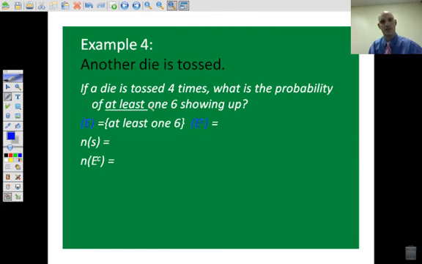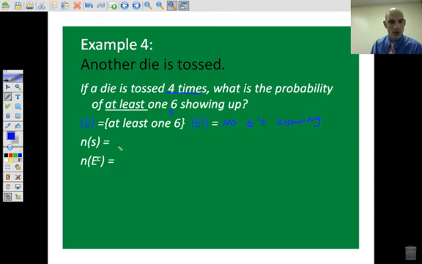Okay? Let's think about this logically again. The event: the die is tossed four times. What is the probability of at least one six showing up? So the event is at least one six. The complement here is that no six is showing. And so what we're going to say is the sample space is going to be all of the possibilities.